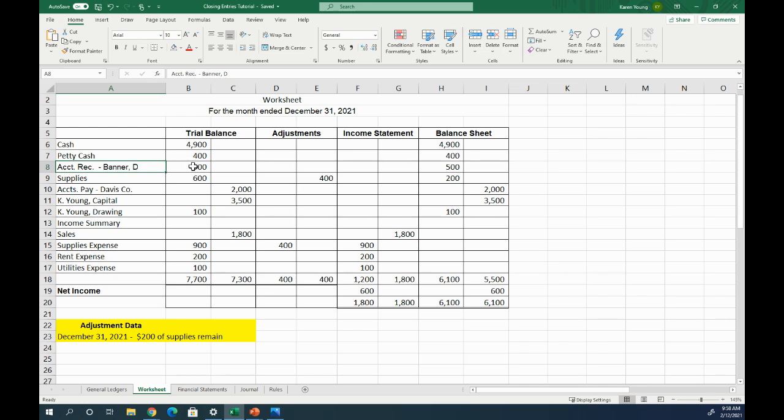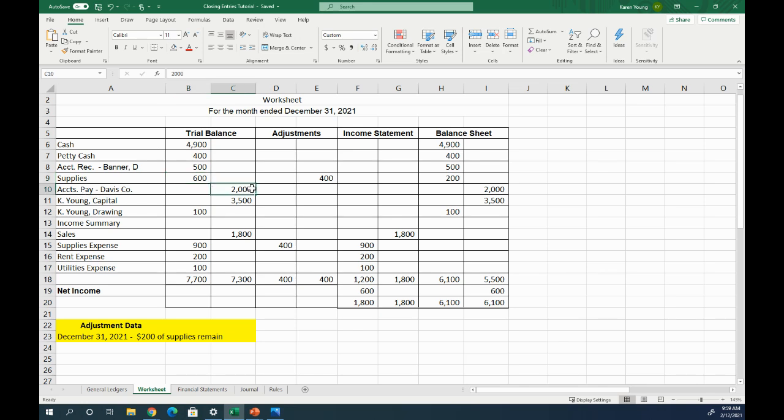David Banner owes me $500 as of December 31st, 2021. When January 1st happens, this is a permanent account. I'm not going to just get rid of his accounts receivable simply because the fiscal period ended. It's permanent. Same thing with supplies. This is a permanent account. We're going to start the new year with $600 of supplies. I'm not going to just throw them out and start over. All of your assets are permanent accounts.